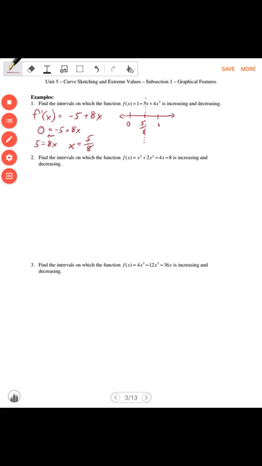So let's figure out what the derivative is at 0. I could have picked any number to the left of 5/8. I could pick 0, I could pick negative 500, I could pick negative 4, whatever you feel like, but 0 works. So f prime of 0, well, hey, that's just negative 5. The important part here is that it's negative. It doesn't really matter that it's negative 5, it just matters that it's negative. That means this particular region is a region of decrease. So I put a little negative up on the number line there.